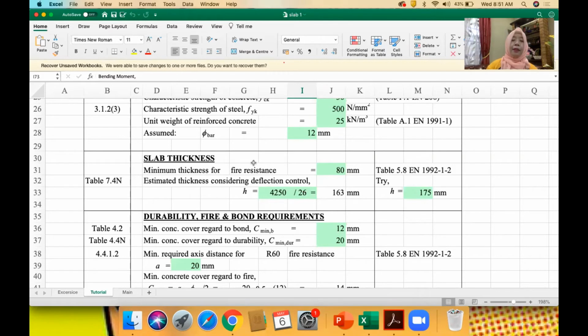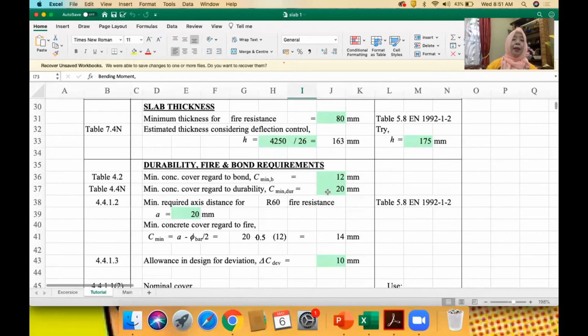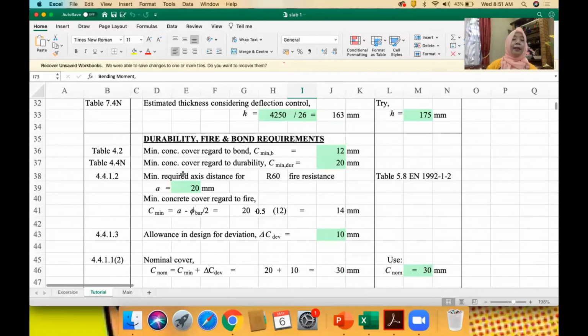Yeah, this is for the fire resistance. So we need to take this one as our thickness. So we have 175. The 163, you round it up to the nearest 25 millimeter. So you get 175 millimeter, and then calculate the cover.